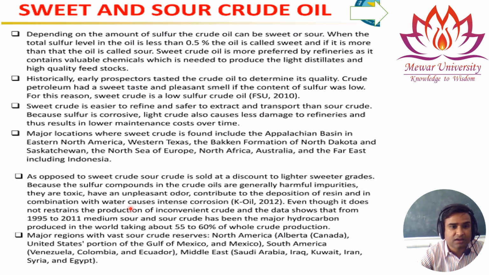Sour crude is sold on a discount basis because it contains very high sulfur content, which is harmful for the refineries. Major regions with vast sour crude reserves are North America, Alberta, Canada, United States, a portion of the Gulf of Mexico, South America, Venezuela, Colombia, Ecuador, and the Middle East, Saudi Arabia, Iraq, Kuwait, Iran, Syria, and Egypt.